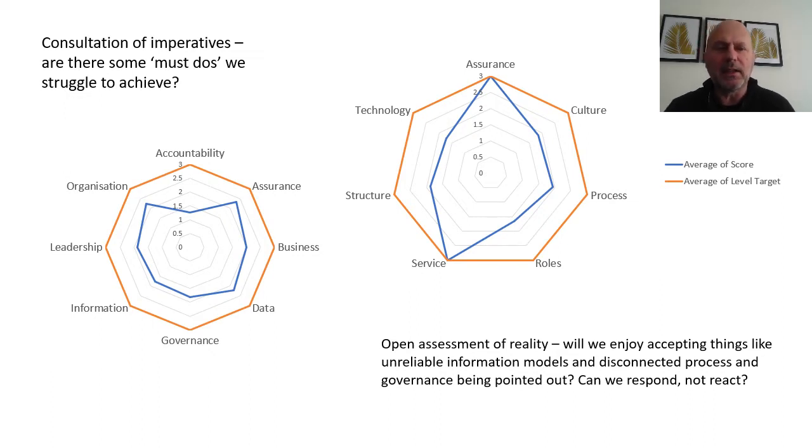What we're doing here is playing back more of the reality. These are the results from the objective survey that we've done. And we can see, for example, that we score lower in accountability and in roles, and we score higher in assurance and service. This will help us gain consensus as to which areas are in greater need of improvement more quickly.